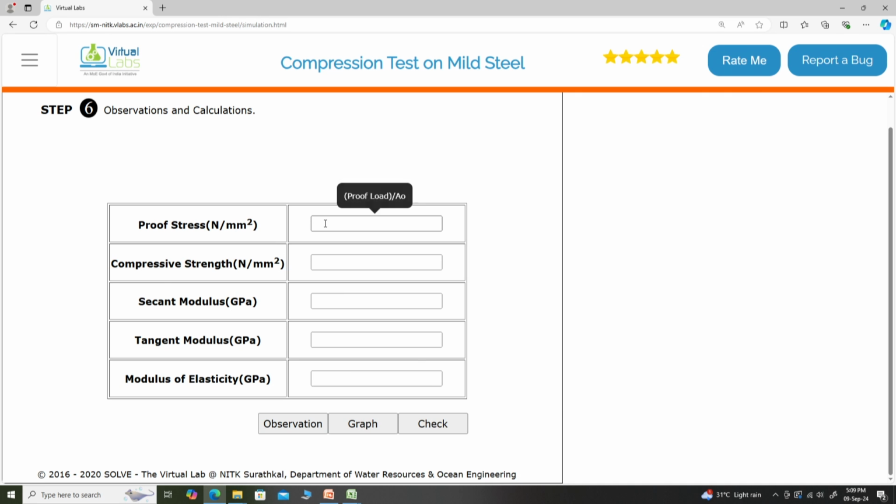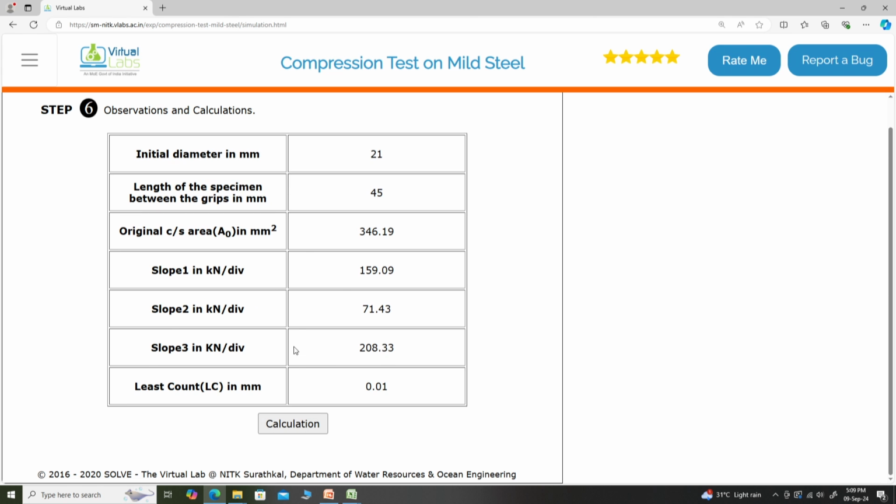We can put in the values calculated using the observations obtained: the initial diameter 21 and the length of the specimen 45, both in millimeters, original area 346 square millimeters, slope 1 in kilonewton per division 159.09, slope 2 in kilonewton per division 71.43, slope 3 in kilonewton per division 208.33, and least count 0.01.